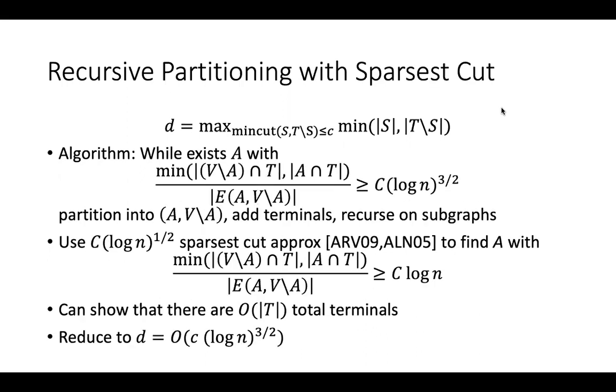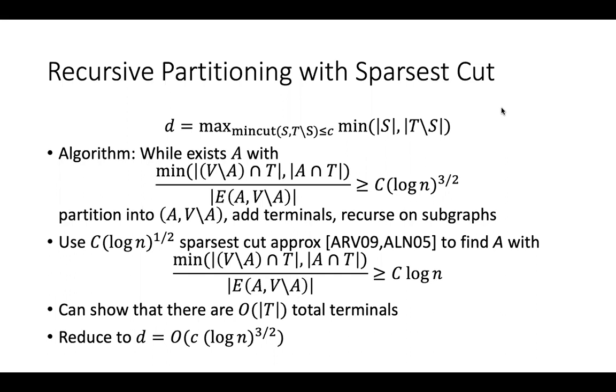To do this efficiently, we're going to use a Sparsest Cut algorithm to get an approximation for our partitioning. Now, the algorithm is going to undergo a small change. While there exists a set A, such that the ratio of the smaller side to the number of cut edges is at least C times log n to the 3 halves, we're going to partition along A, V minus A, add the endpoints of E(A, V minus A) as terminals, and recurse on the subgraphs.